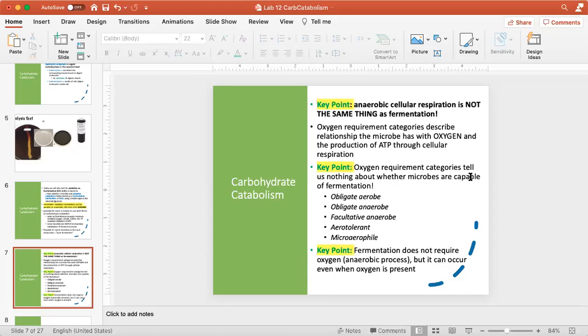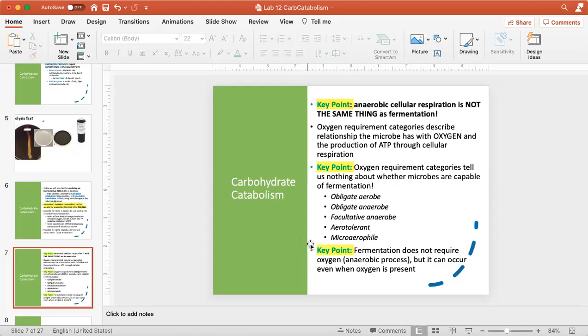Oxygen requirement categories tell us nothing about whether or not a cell can ferment. Let me say that again, because that's another key point. Oxygen requirement categories, and I've got them listed here, they tell us nothing about whether or not a microbe is capable of fermentation. We have to test for that separately.